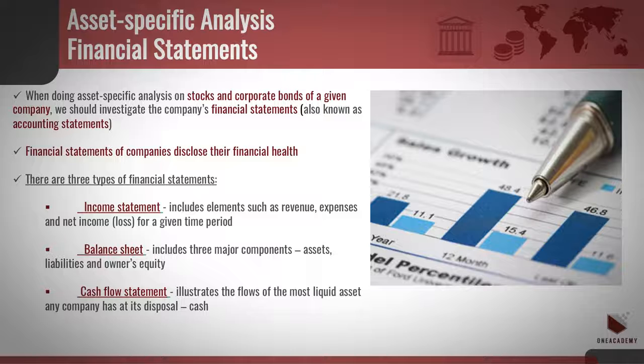Income statement includes elements such as revenue, expenses, and net income, loss for a given time period. Balance sheet includes 3 major components: assets, liabilities, and owner's equity. It reveals the financial structure of the company, what proportion of the company's funds come from debt, bank loans and bonds, and from equity, stocks owned by shareholders.